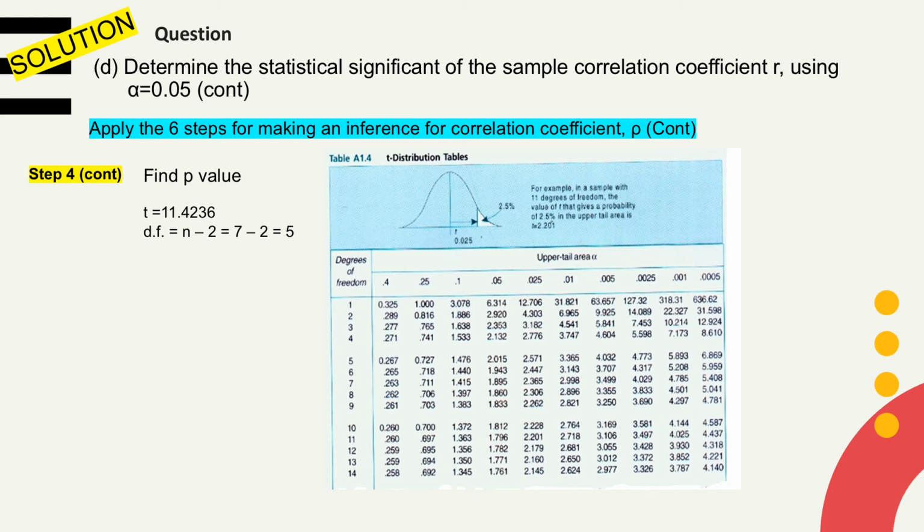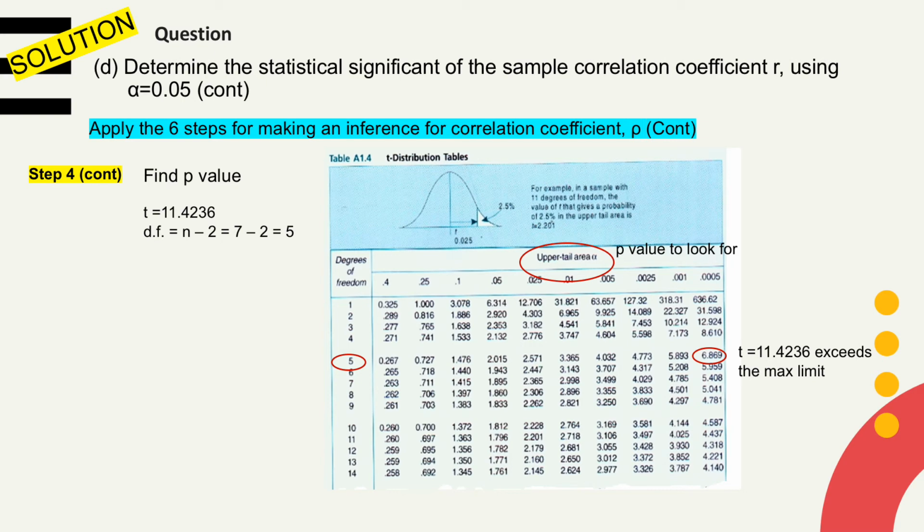So based on the information that we have, we know that the df is equal to 5 and the t is equal to 11.4236. What we have to find out is the p value when t is equal to 11.4236. But apparently in this case, we couldn't find the value of t equal to 11.4236 because it exceeds the maximum limit here. But what you can predict is that you can see that the trend of t is increasing from left to the right.